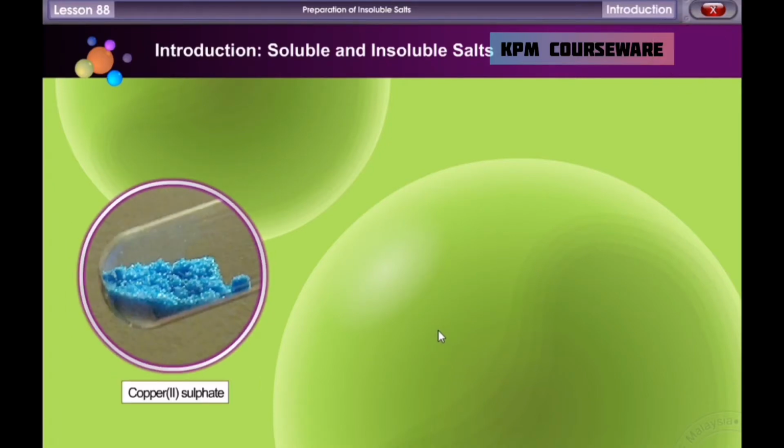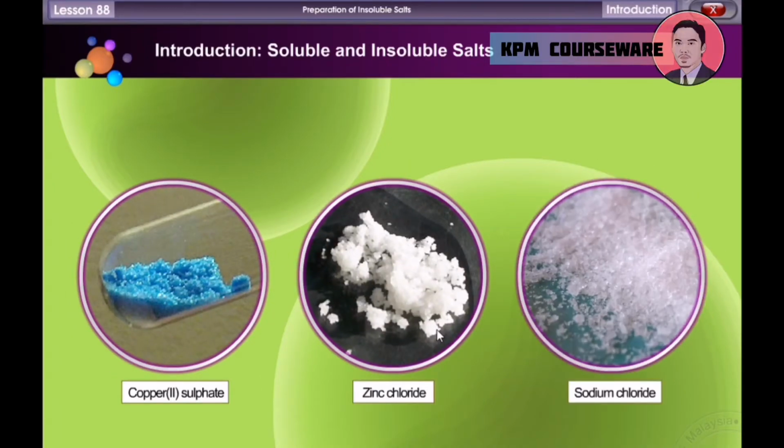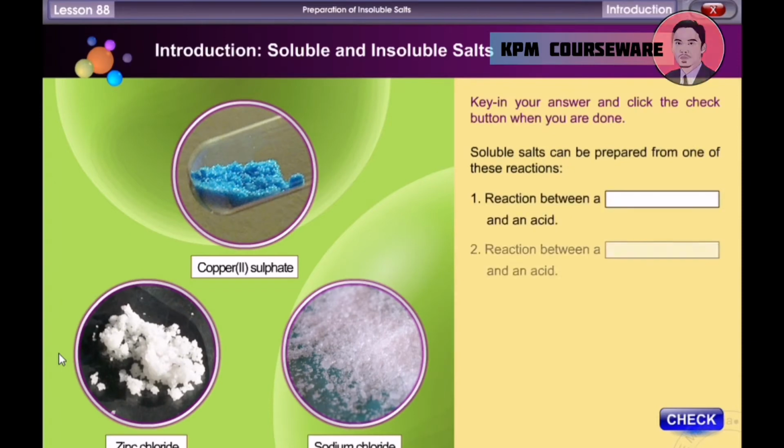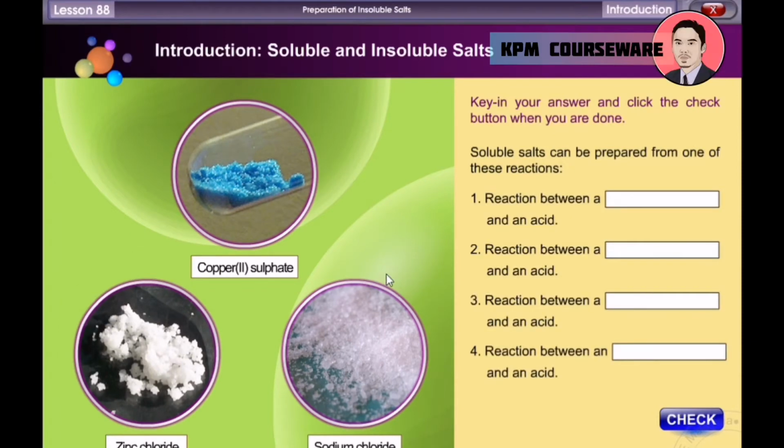Copper(II) sulfate, zinc chloride, and sodium chloride are soluble salts. If you take a closer look, you will see that these salts are like crystals. Soluble salts can be prepared from one of these reactions. Key in your answer in the space provided. Click on the check button once you are done.